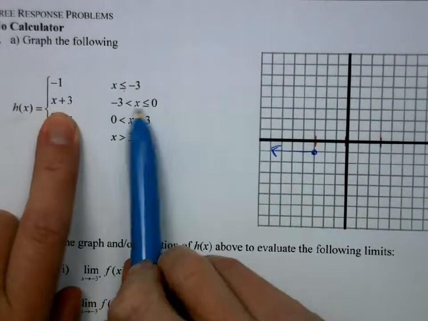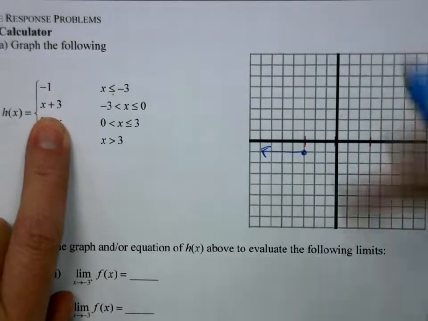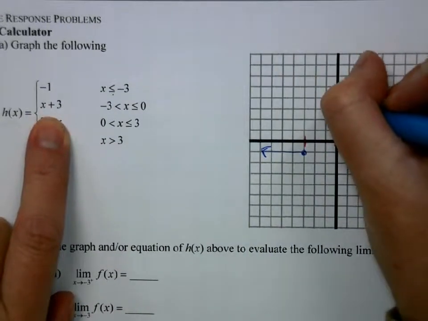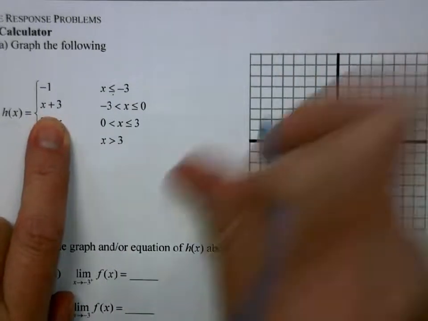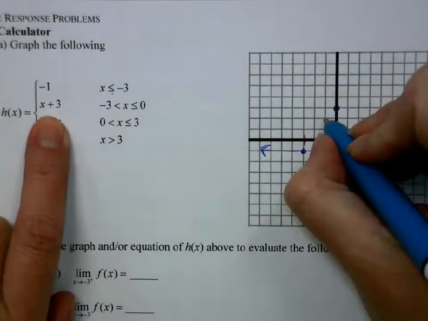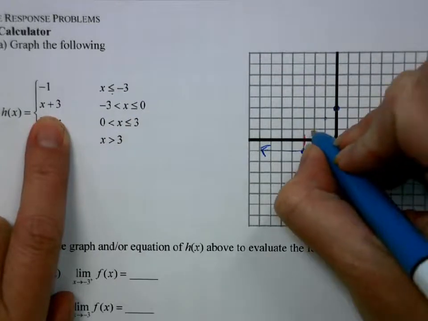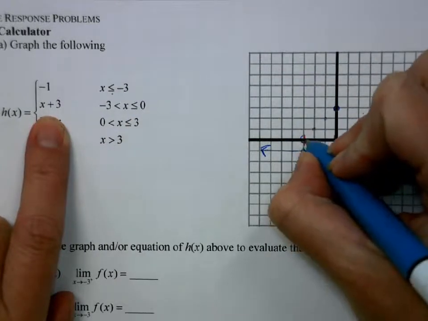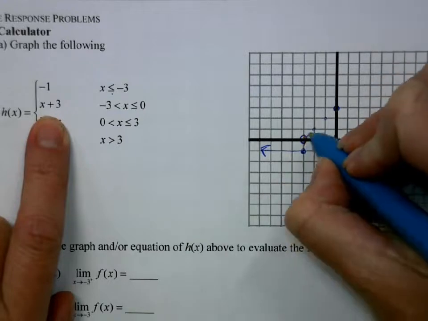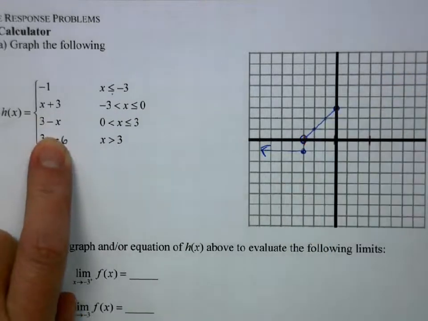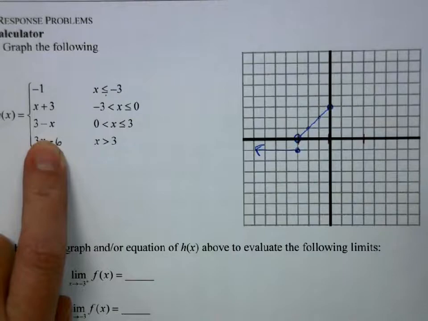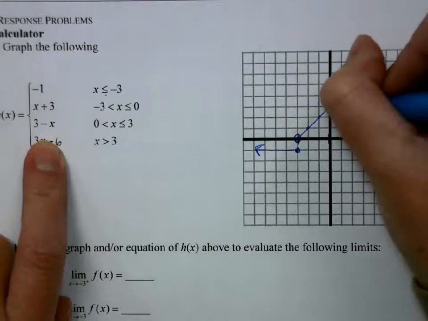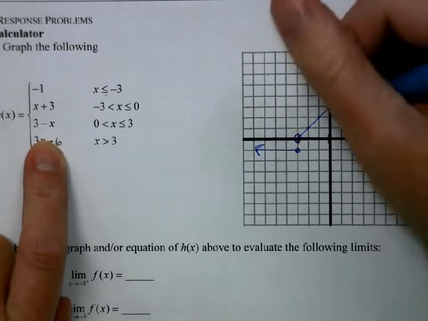X plus 3 between -3 and 0. So x plus 3, we have a y-intercept of 3, and at 0 it's a closed dot, and then a slope of 1. So this is going to be an open dot. Okay, 3 minus x, so that has a y-intercept of 3 and a slope of -1.